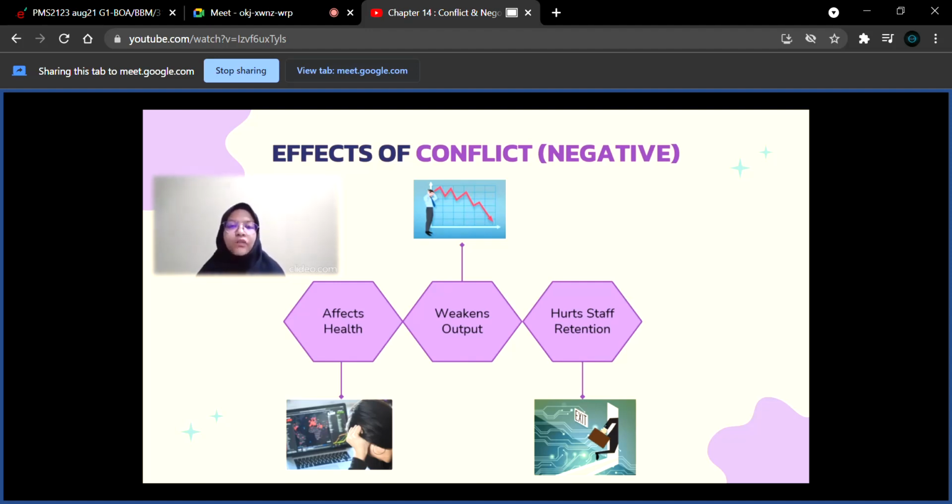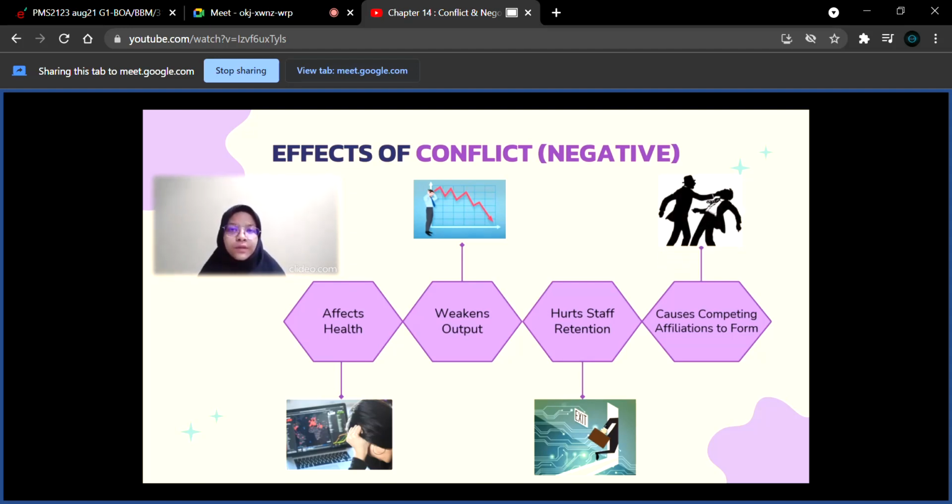Lastly, conflict can cause competing affiliation to form among members due to unsatisfied or disagreement in some situations. This is so bad for the company because it will lead to violence among the members and may result in legal problems for members and organization.